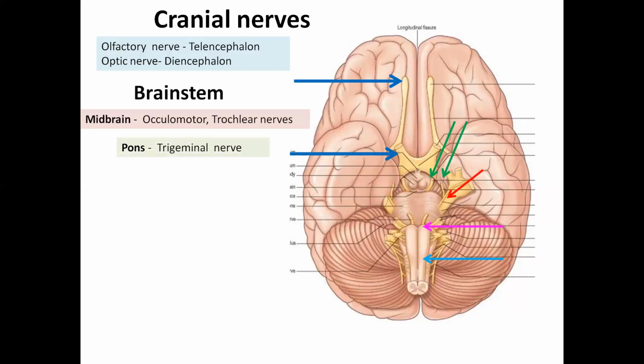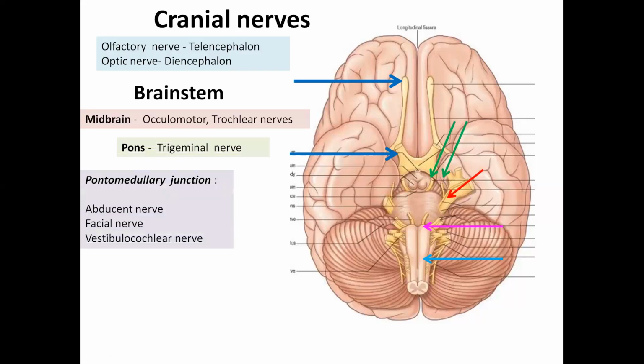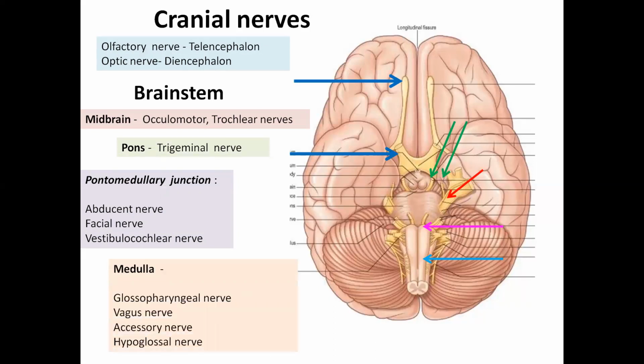So we know the brainstem consists of the midbrain, the pons, and the medulla. And I told you the brainstem lodges the nuclei for these cranial nerves. The cranial nerves that are emerging from the midbrain are the third and the fourth. From the ventral surface of the pons, the trigeminal nerve; at the pontomedullary junction, from medial to lateral, 6th, 7th, and 8th. The last four cranial nerves exit from the medulla: the glossopharyngeal nerve, the vagus nerve, the accessory nerve, and the hypoglossal nerve.